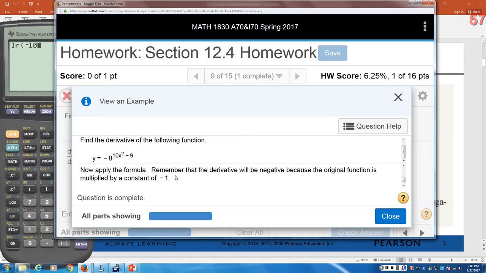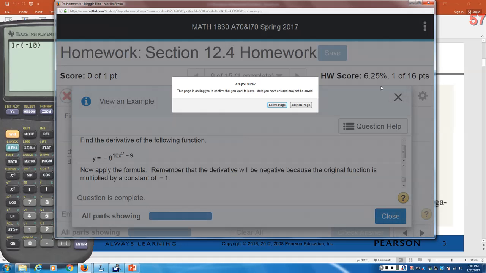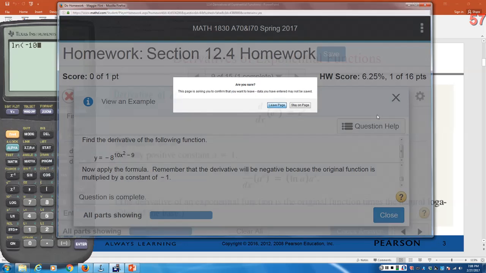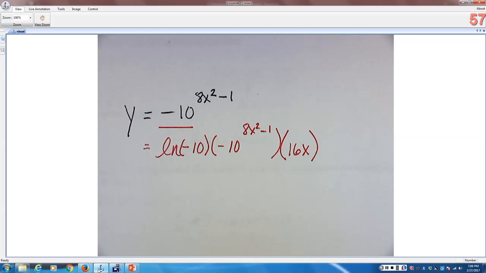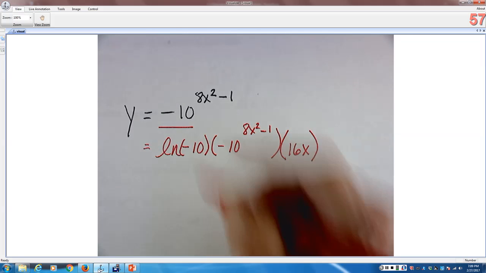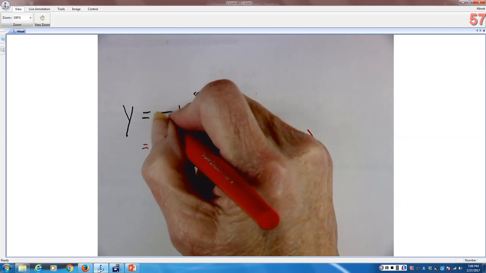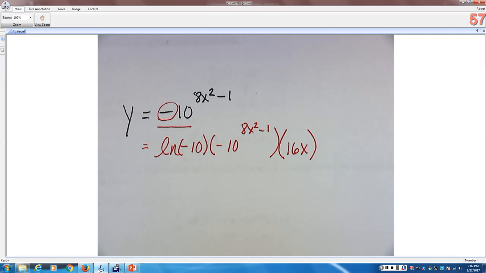Okay, they do. The derivative is going to be negative because the original function is multiplied by the constant negative 1. Okay? So we're going to have to back out. Let me show you how we're going to get around this. So we're not going to be able to take the derivative of negative 10.